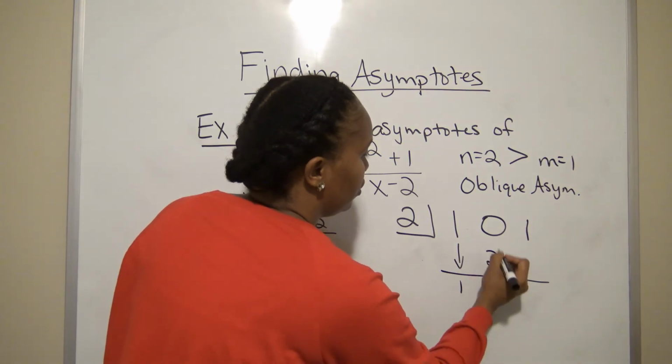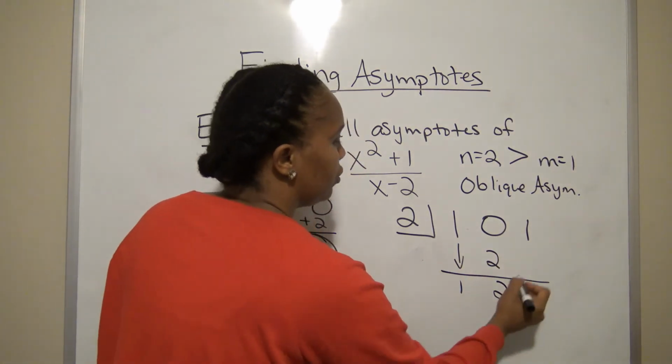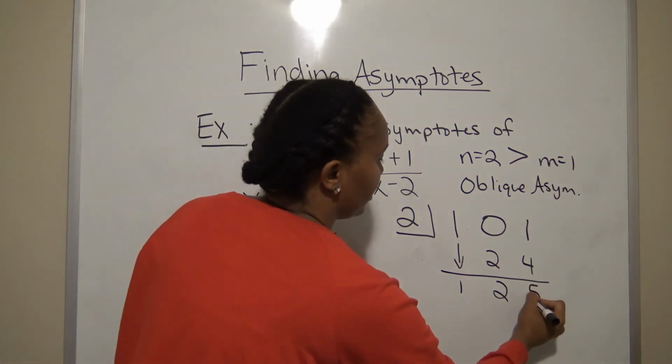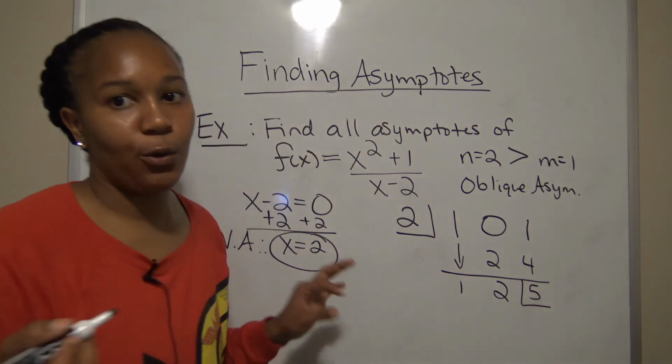So if I use synthetic division, drop the 1 down. 2 times 1 is 2. 0 plus 2 is 2. 2 times 2 is 4. 1 plus 4 is 5. That last number is my remainder.